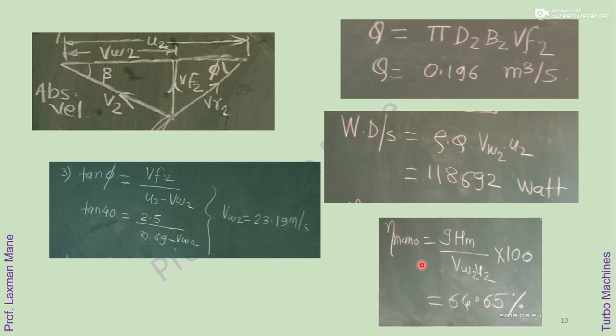Manometric efficiency, the formula g into hm by vw2 u2 into 100. So value of g 9.81. Remaining all the values either given in the data or calculated. Putting all these values, we get answer of manometric efficiency in percentage.